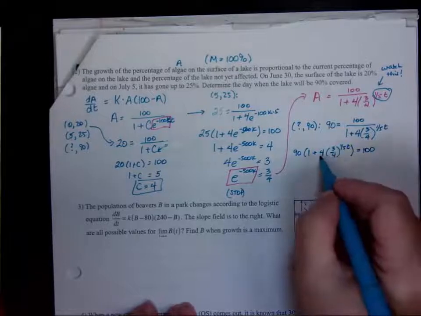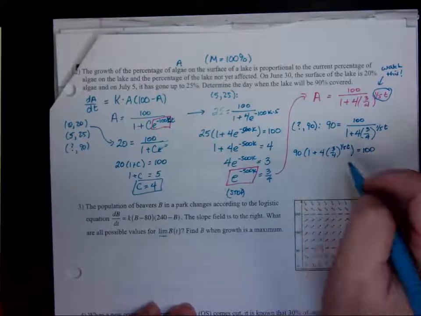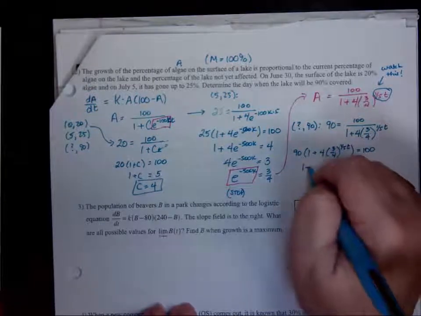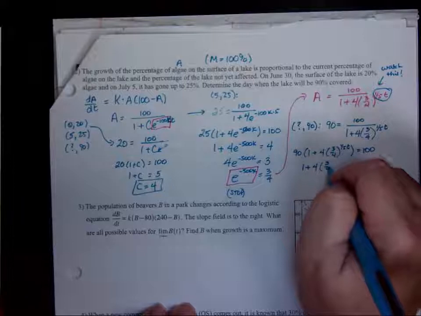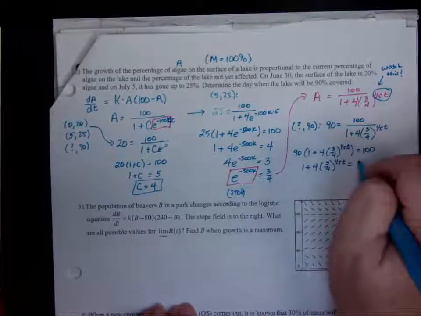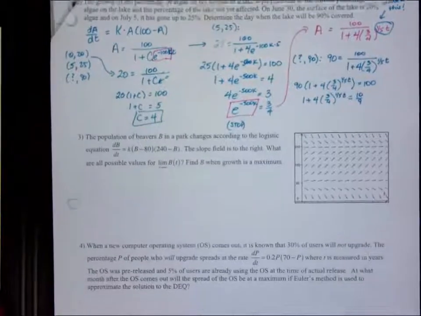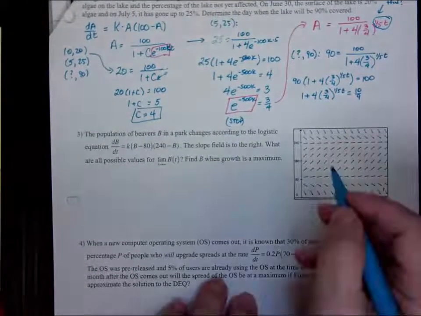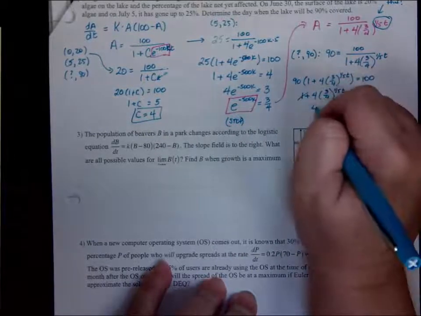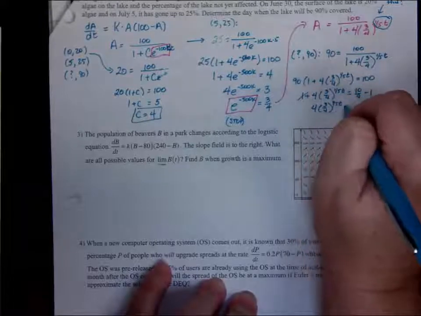Now remember, you cannot cancel those 4's because this 4 is affected by the exponent. It's still stuck in there. I can, however, divide off the 90. 1 plus 4 parentheses 3/4 to the 1/5 t equals 10 over 9. I'm going to scoot it up a little bit. There we go. Subtract the 1. 4 parentheses 3/4 to the 1/5 t equals 1/9.